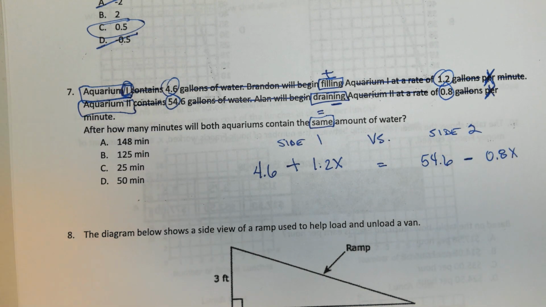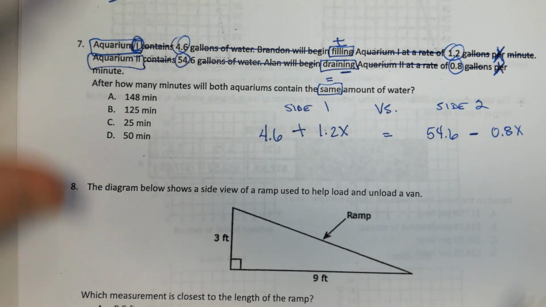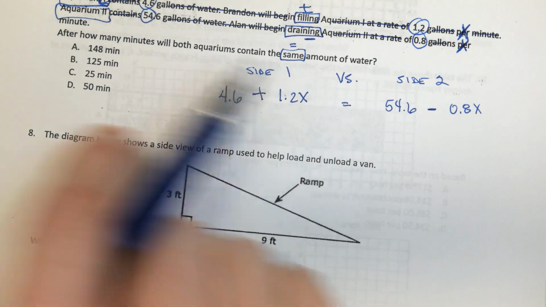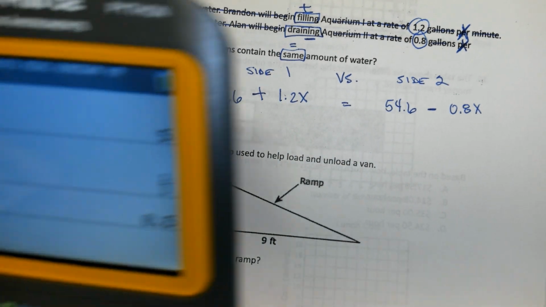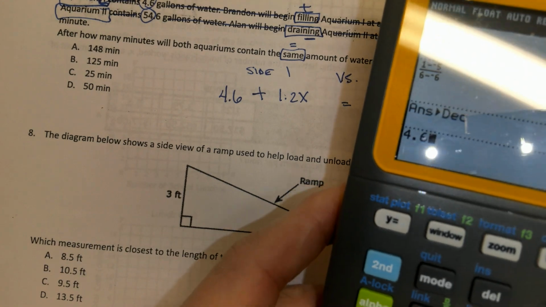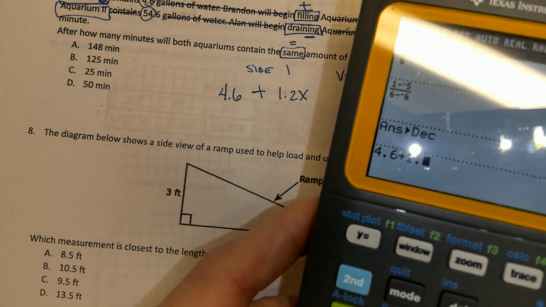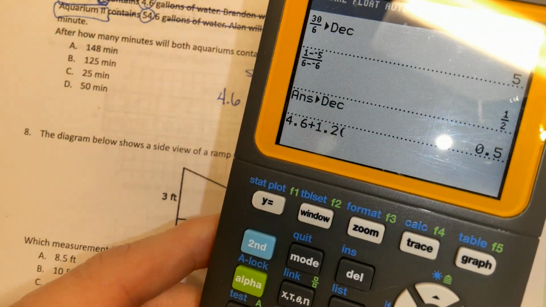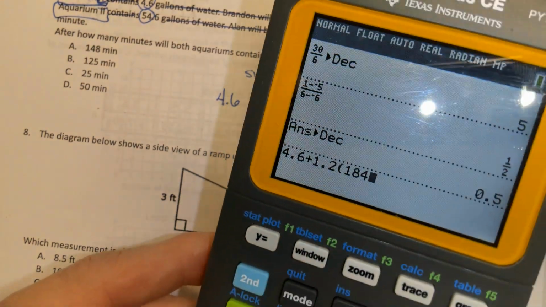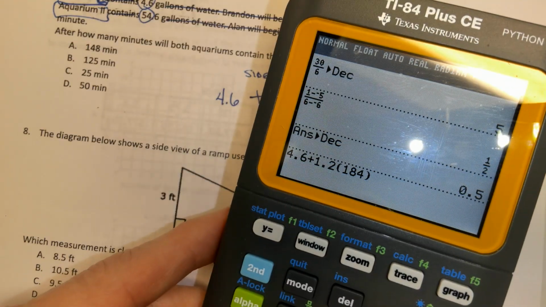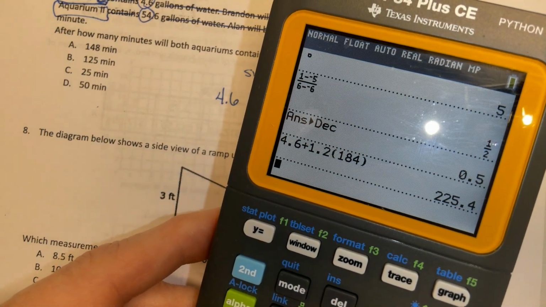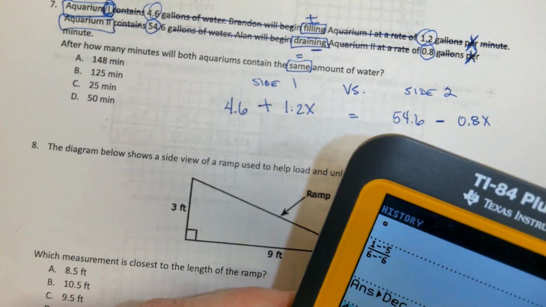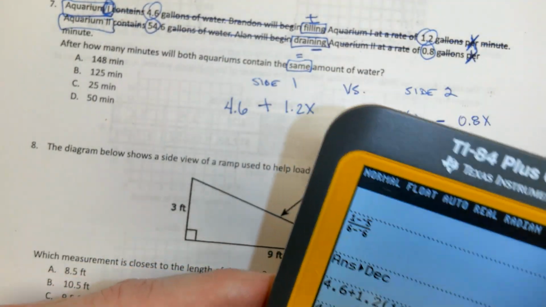Okay? Now, you're going to solve this. One way to solve it is you could simply go through and put in your equation. 4.6 plus 1.2, and let's choose the first answer in parentheses. What if x is 148? Close parentheses. Enter. That'd be 225.4. That means the, oops, I used 184. Let me change that to 148.